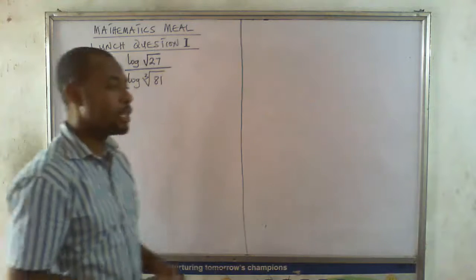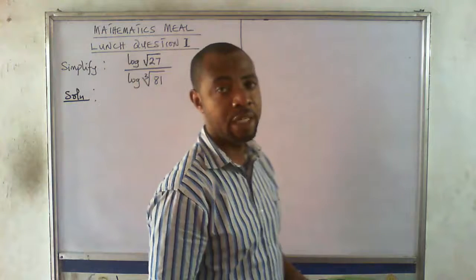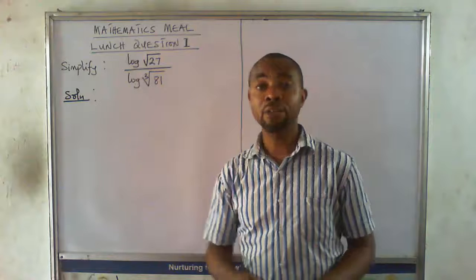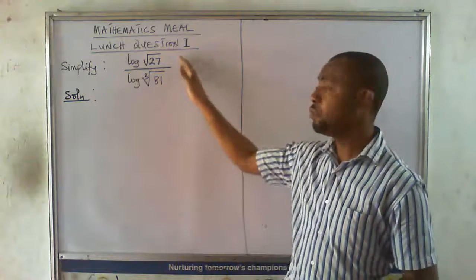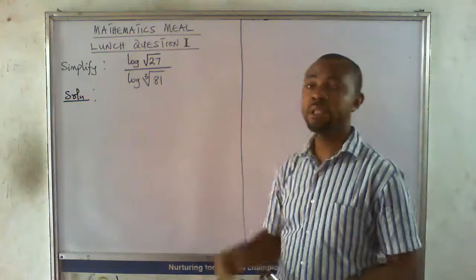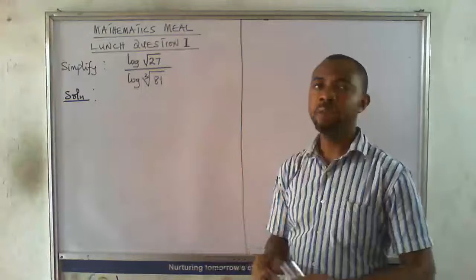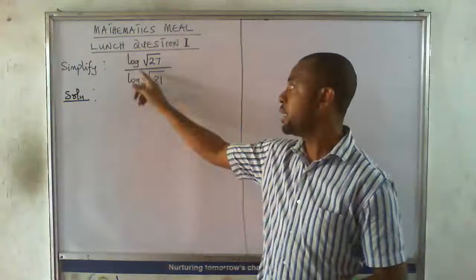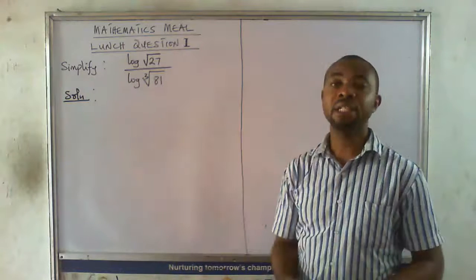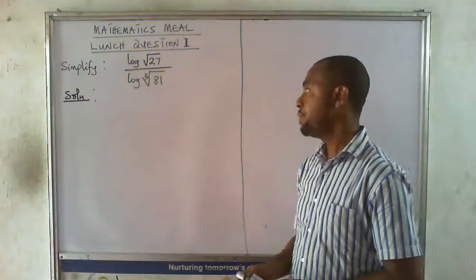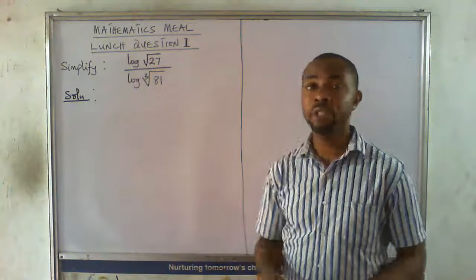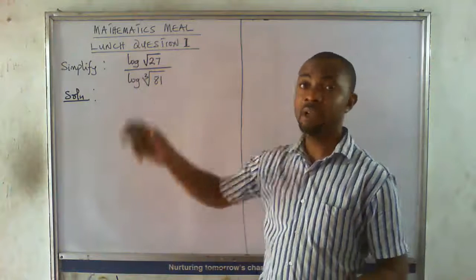We know that there are laws of logarithm and there are rules also in logarithm. One of the operations we carry out in logarithm is division of logarithm. And for us to divide two logarithms, definitely the bases must be the same. You look at this, they don't have bases, so their reference base may be taken as base 10.